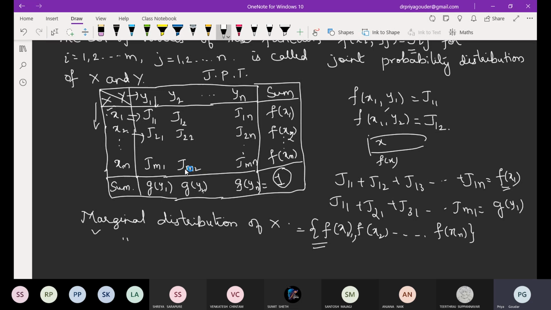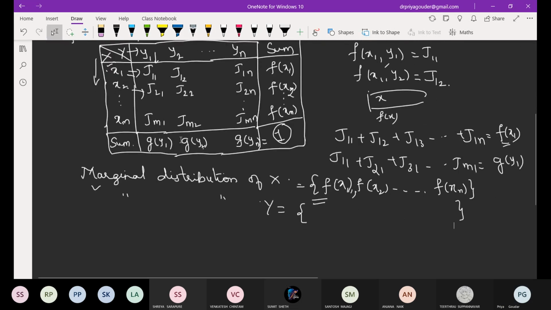Similarly, marginal distribution of y. Can you guess what this set should contain? Marginal distribution of y: g of y1, g of y2, so on, g of yn. Sorry, yn it is, this is m. Yes, these are called marginal distributions. These are some definitions, a little theory is there. Try to understand. When I take an example, it will be more clear.